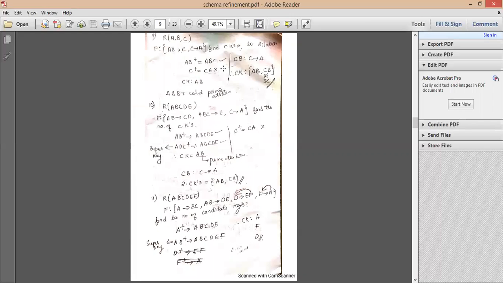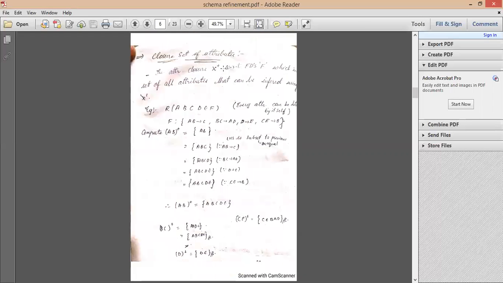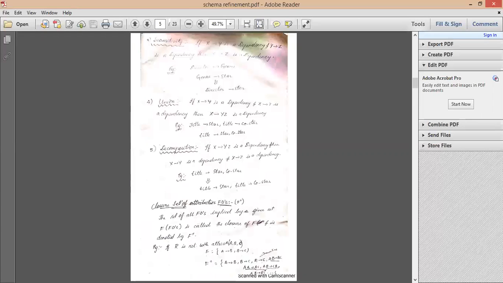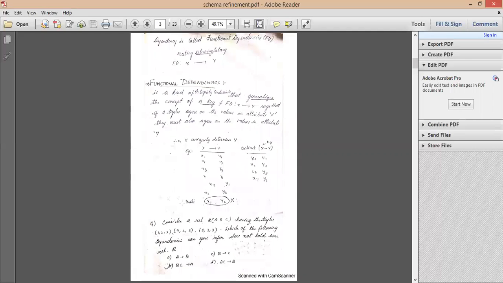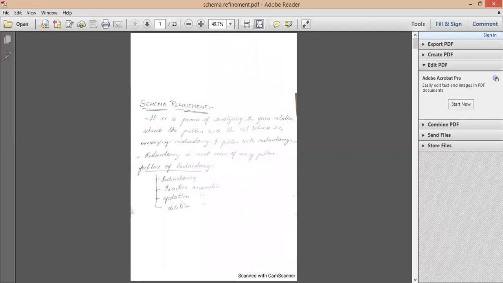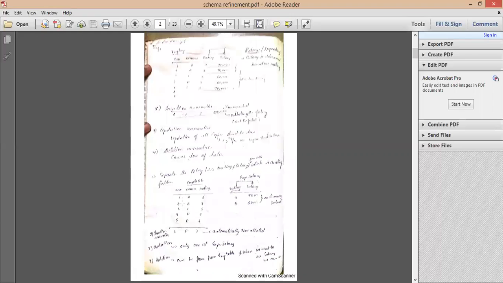Maximum they'll ask you with respect to normal forms, but a few papers have asked the difference between them, and a few papers have given a question in which you have to find the closure of a particular relation. After that they have even asked the definition of schema refinement and the properties of decomposition. So this second part of third unit is the most important. In that unit you'll be asked all of these questions.